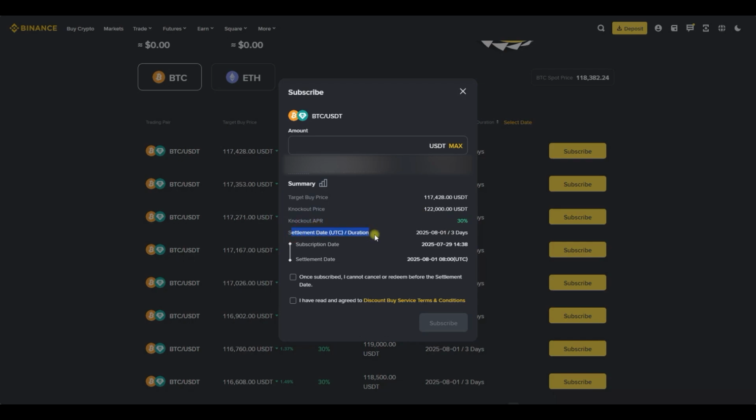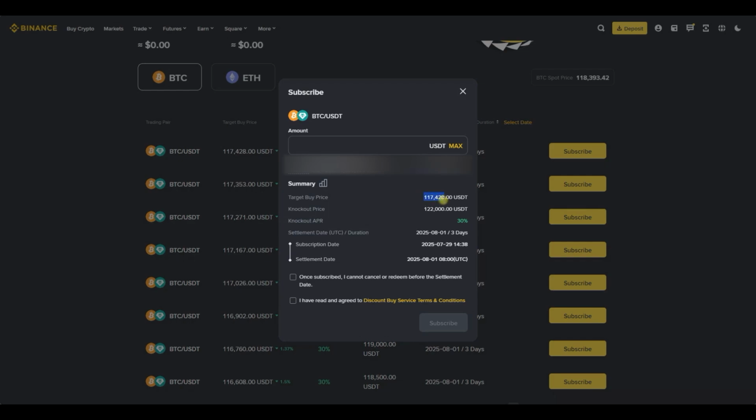So the big question is, what happens at expiration? There are three possible scenarios. Let's say the expiration date is August 1st at 8 a.m. UTC. Okay, for scenario 1, let's say at expiration, the price of Bitcoin is below your target buy price. For instance, it's lower than $117,428. In that situation, the system will use all the money you invested to buy Bitcoin for you at your locked-in target price of $117,428. It's important to note, in this outcome you won't earn any APR.